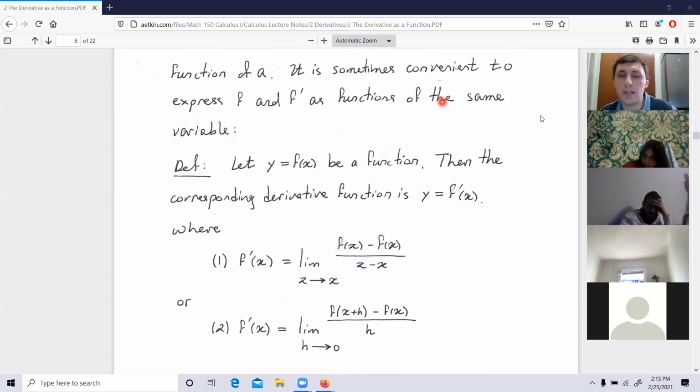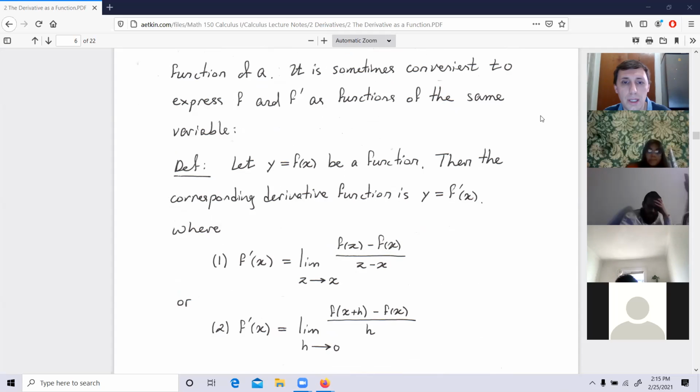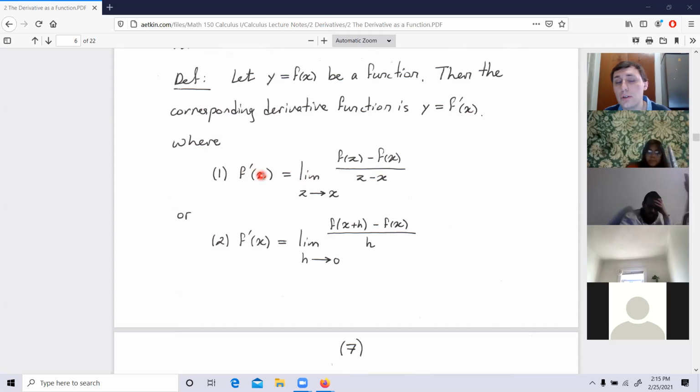We notice that in essence the derivative is another function, and we might now make another switch. It's not convenient for us to switch from x to a. Let's say I want to know the derivative at the point x. I now change my notation. So now x is no longer the moving point, it's the fixed point. So f prime of x using notation 1 is the limit as z goes to x of f of z minus f of x over z minus x. And the second notation is the limit as h goes to 0 of f of x plus h minus f of x over h. You understand what I'm doing here?